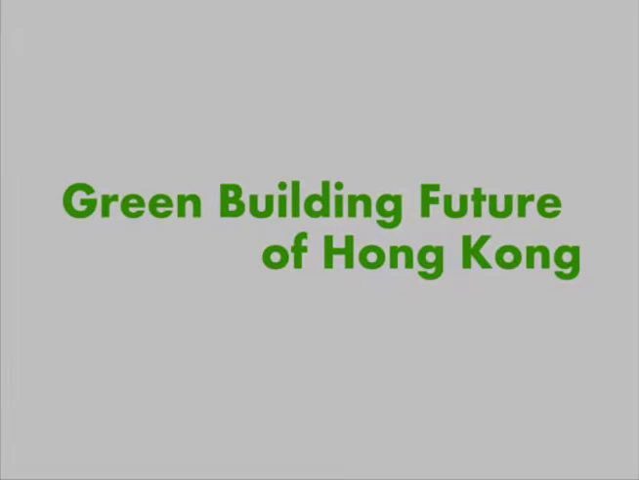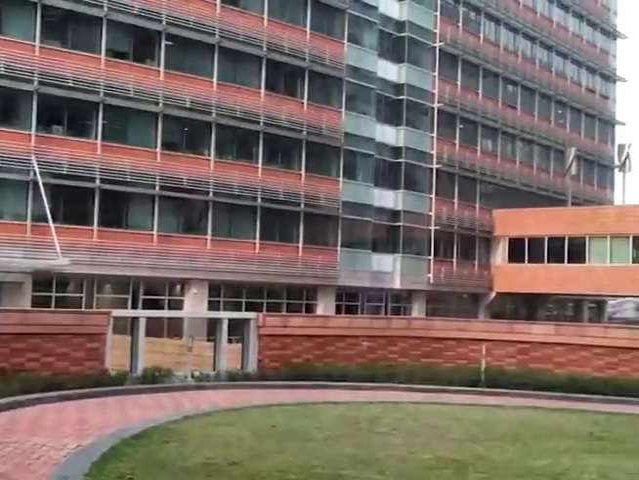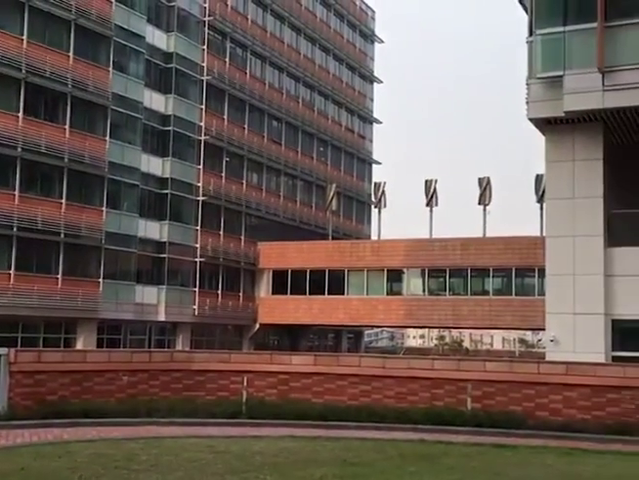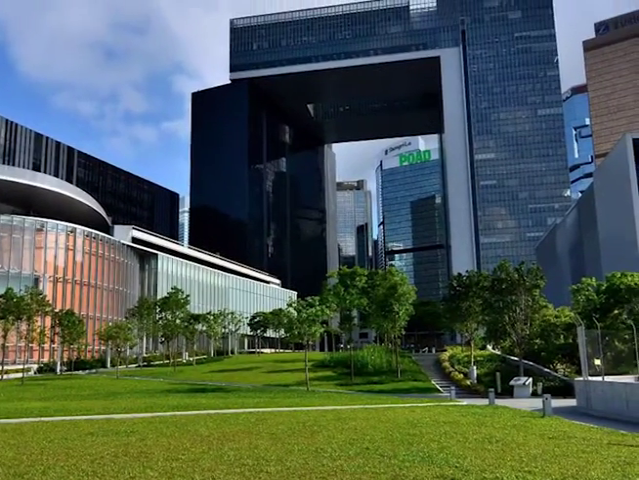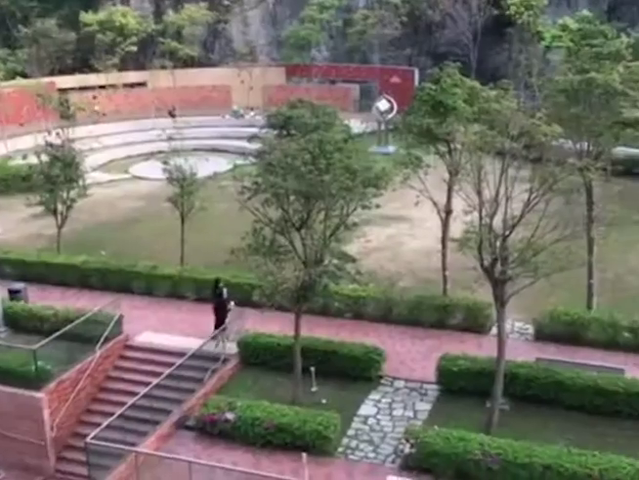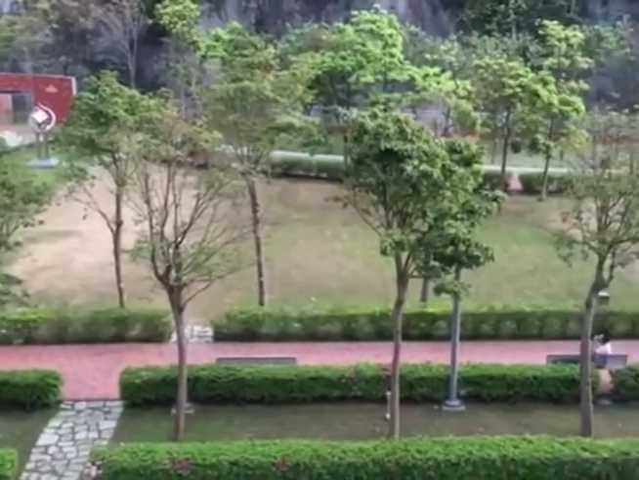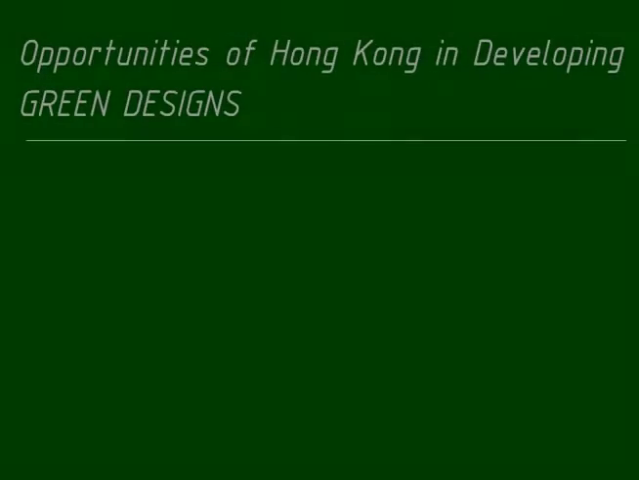The Centennial Campus is a good example of high-density green buildings in Hong Kong. In fact, in Hong Kong, there are also other buildings incorporating green building design. So how can we build a greener Hong Kong? In fact, there are various opportunities.